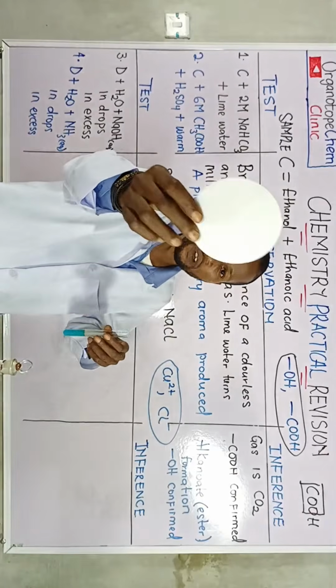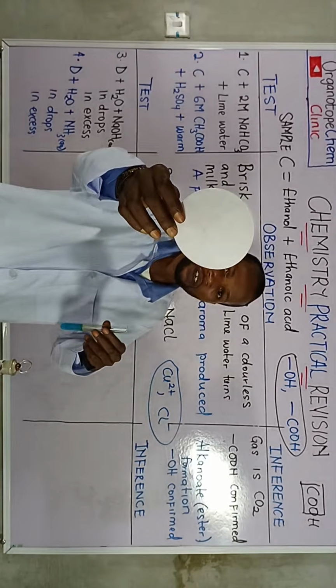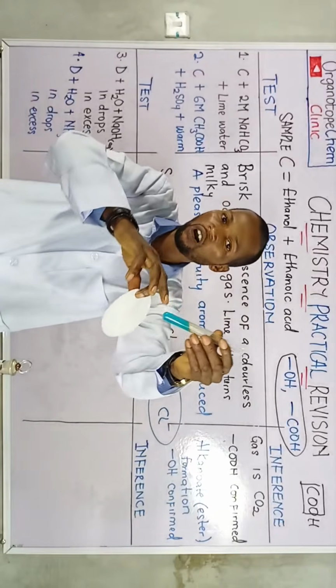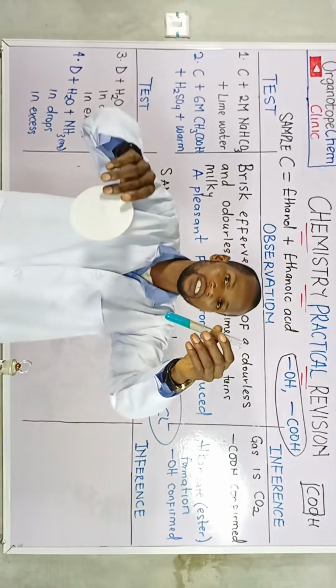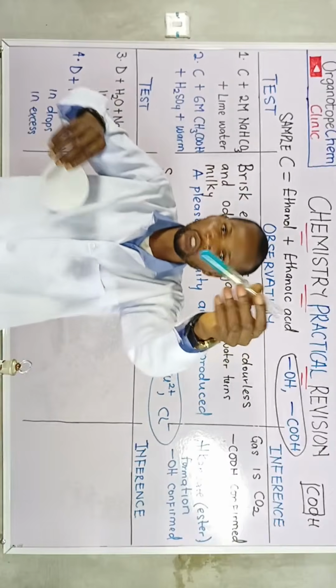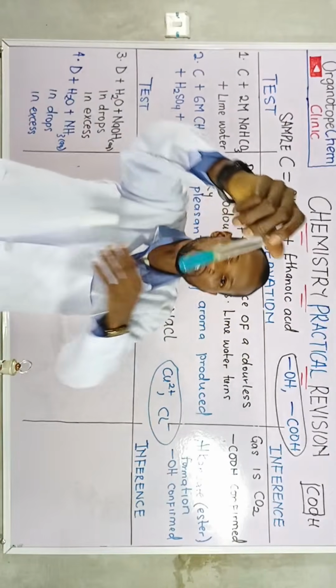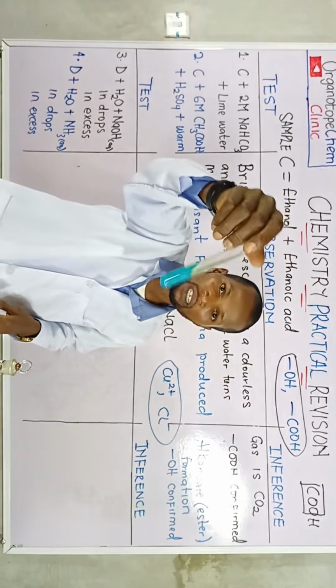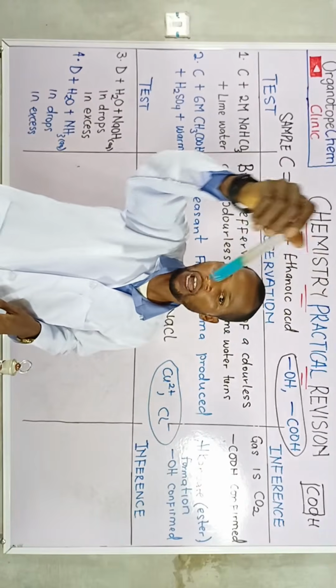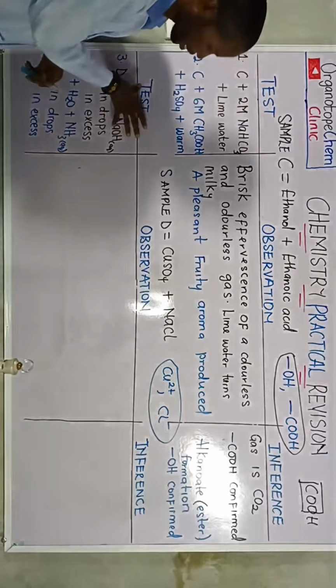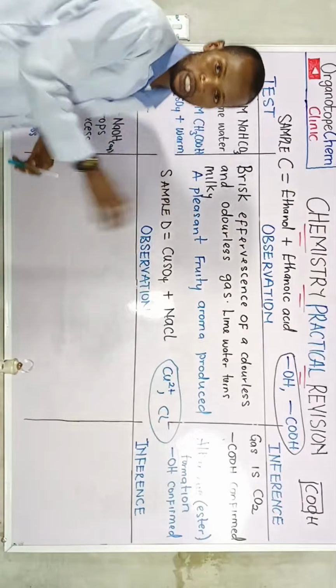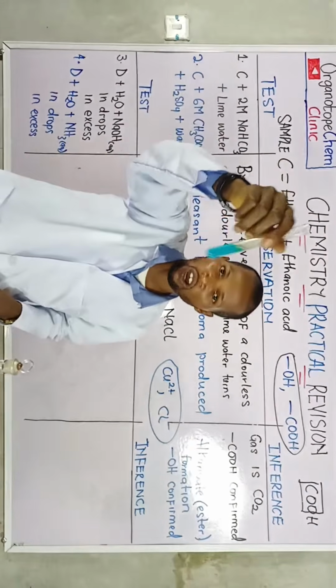Okay, here is filter paper. But since the components, the copper-2 tetraoxosulfate 6 as well as the sodium chloride, are soluble salts, it has actually dissolved completely. Is that okay? So this is what I'm going to use throughout the experiment for sample D. So here is the solution of sample D.